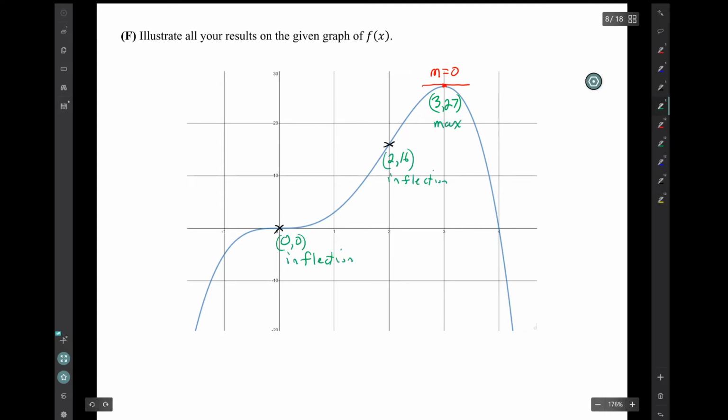So those are the 3 important points. Notice there is a horizontal tangent line at x equals 0, but there's not a max or a min. It's just an inflection point. Okay, let's go on.